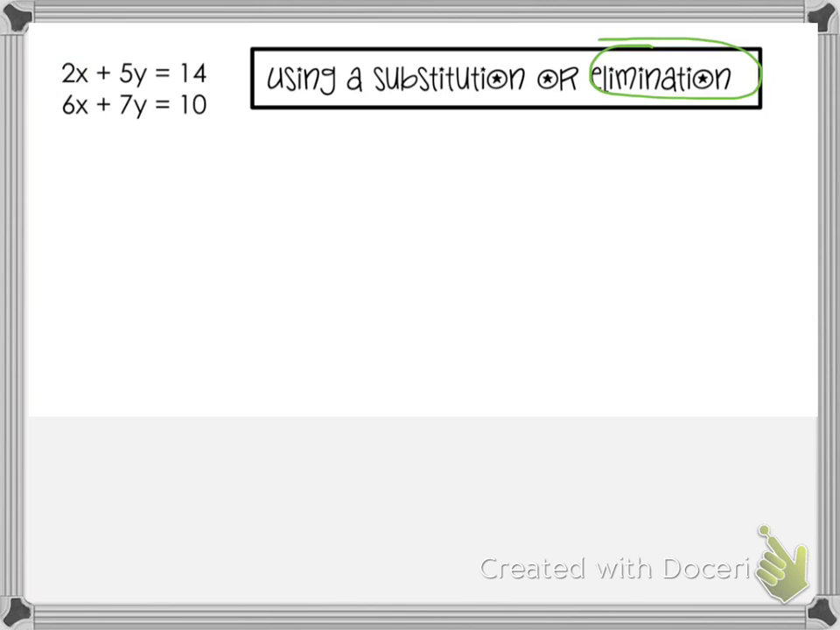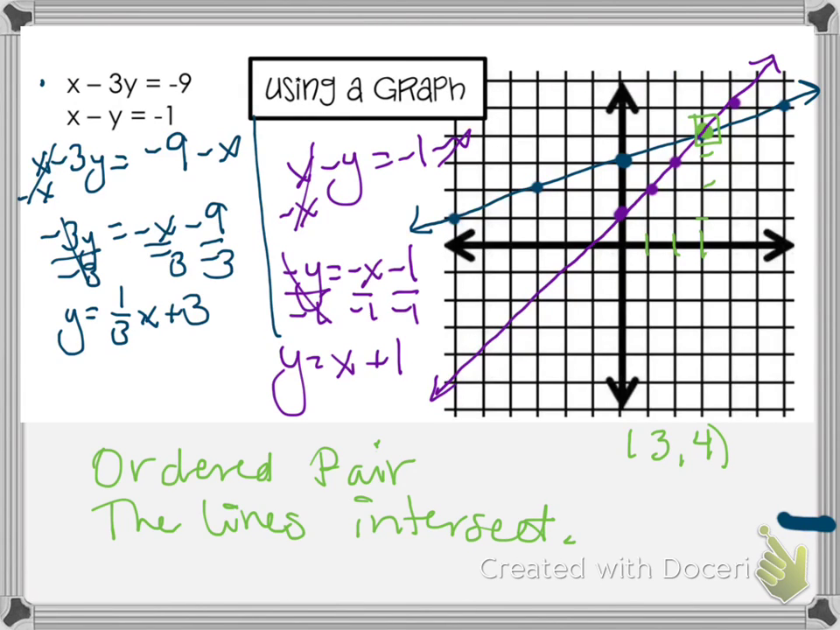Now remember, we want opposite coefficients, so we need them to look like a 6x and a negative 6x. So one way to do that, as a review, is to multiply one of the equations by a constant in order to change it. So this first equation, we want it to be a negative 6. So in order to get the x value to be a negative 6, we need to multiply it by a negative 3. Then we distribute to every single term.